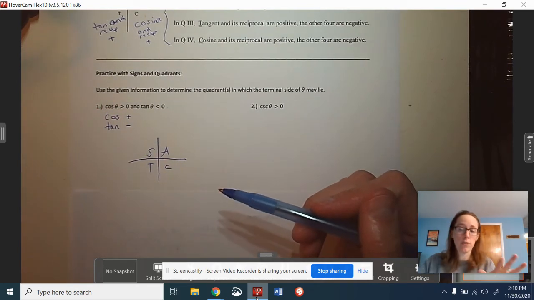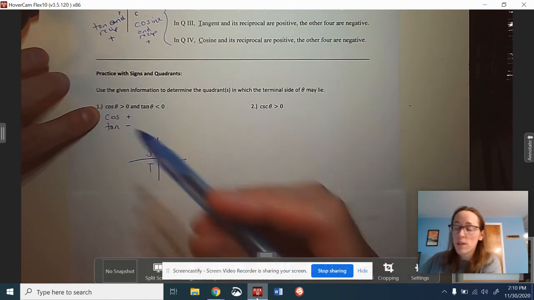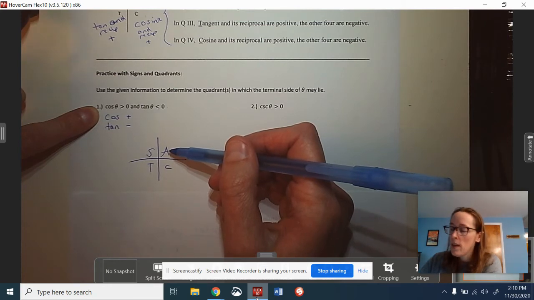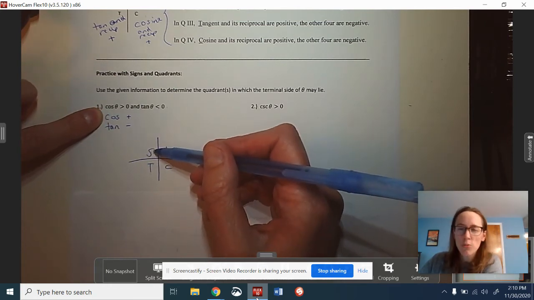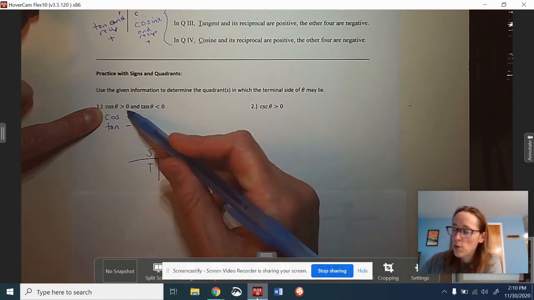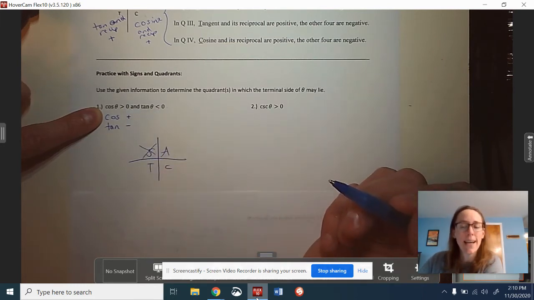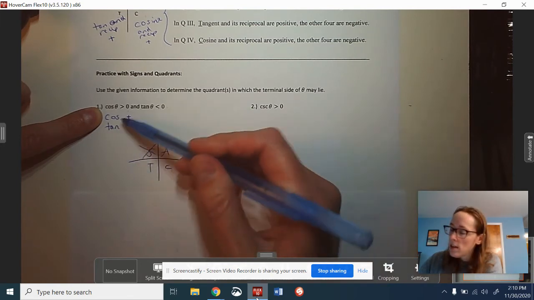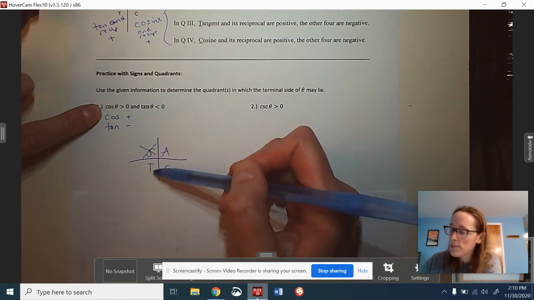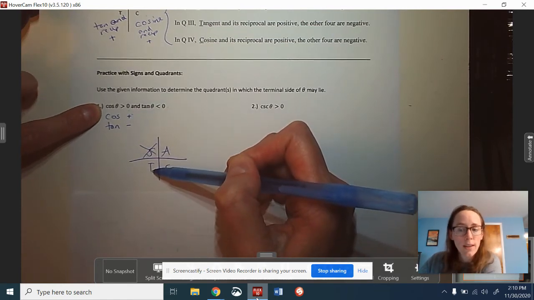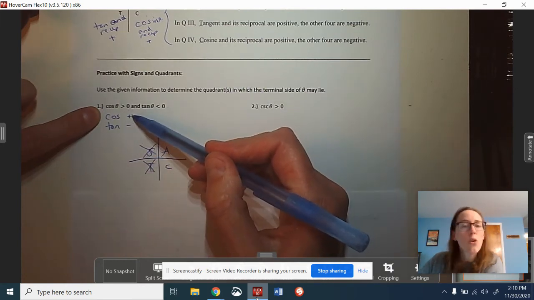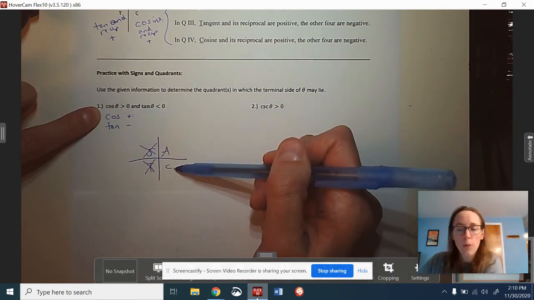Ignore the tangent fact for a minute. Cosine being positive, is quadrant 1 still in play? Yeah, because they're all positive there. If cosine's positive, is there any chance we're in quadrant 2? No, because only sine and cosecant are positive. Cosine would be negative. I can eliminate that quadrant as a possibility, based on the fact that cosine is positive. I'm ignoring everything else right now. If cosine's positive, could we be in quadrant 3? No, because only tangent and cotangent are positive. And based on the fact that cosine is positive, could we be in quadrant 4?